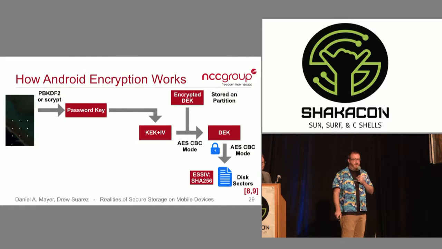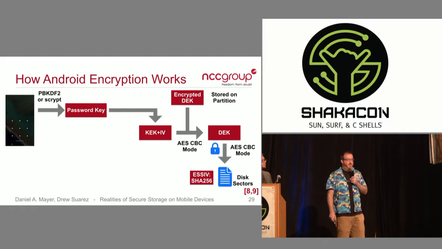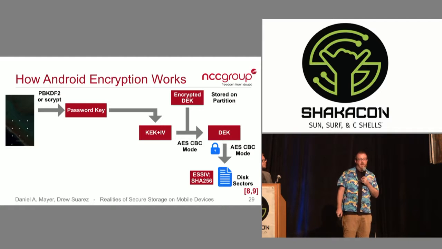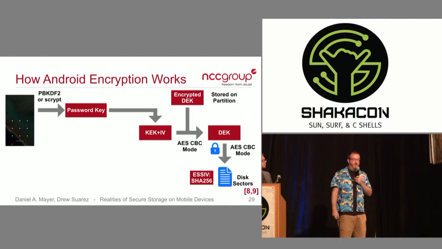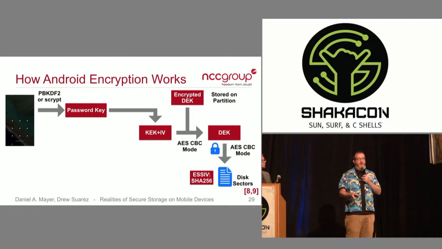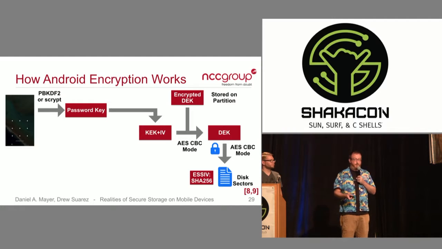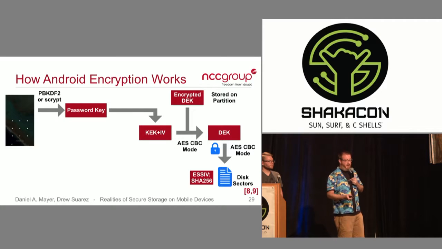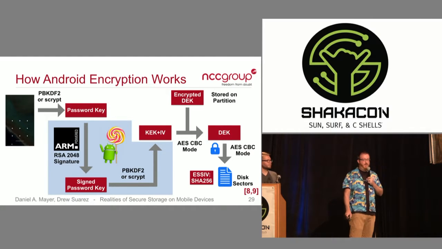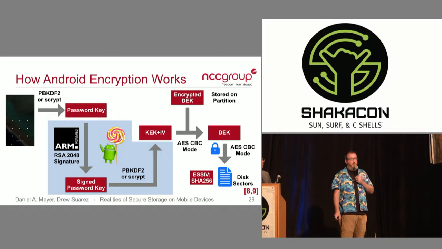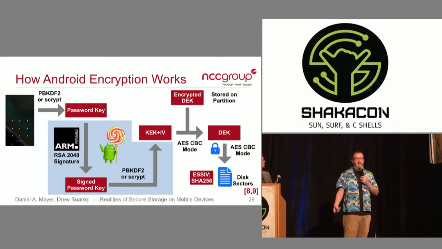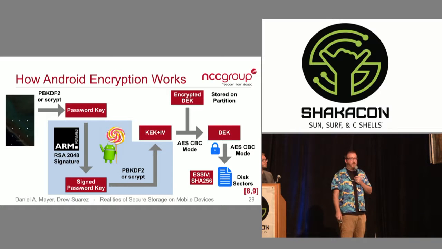Similar to iOS, we take user input, and depending on the version of Android you're running, it's the PBKDF2 derivation function, or more modern versions use scrypt for better security. This can be a PIN, pattern, or passcode. It is run through the derivation function, and then you get your key encryption key. Something that Google added in 5.0, Lollipop, was the ability to have this hardware bound. There's a unique ID for every device, and the key encryption key can be wrapped and signed by this built-in function in the chip.